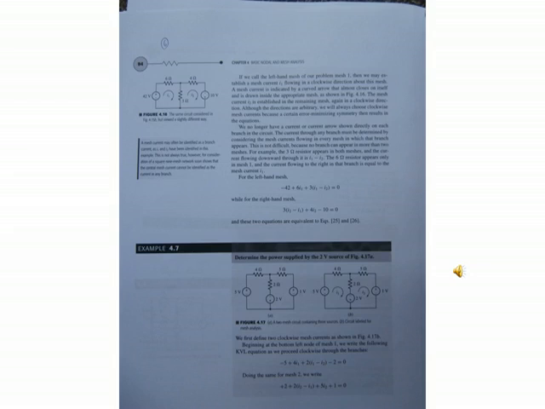Solving, I1 equals 1.132 mA and I2 equals -0.1053 mA. The current through the 2 volt source is I1 minus I2, which is 1.132 minus (-0.1053), so 1.237, and the power is 2.474.